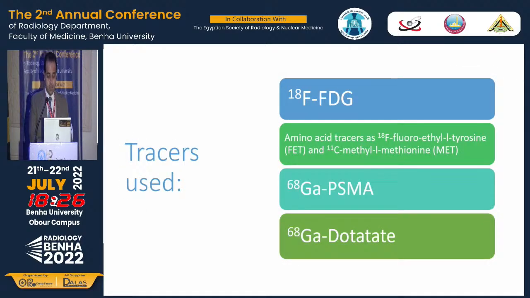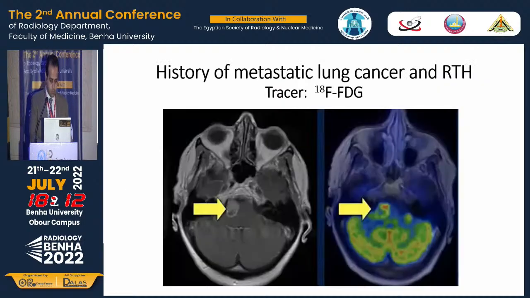The tracers used here: the first and the most important is fluorine FDG. The second, amino acid tracers like fluorine fluoroethyltyrosine, and carbon-11 methylmethionine, gallium PSMA, and gallium dotatate. Our first case was a history of metastatic lung cancer, received radiotherapy, coming for follow-up. To the left, on the T1 post-contrast image, we see a large enhancing component. On reviewing the fused PET, we can see a smaller active tumor. This delineates the residual lesion and the post-treatment change or fibrosis.